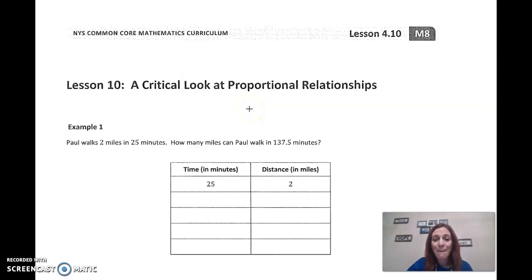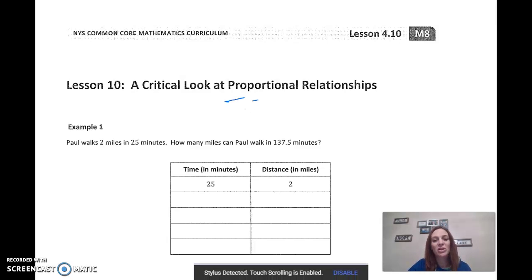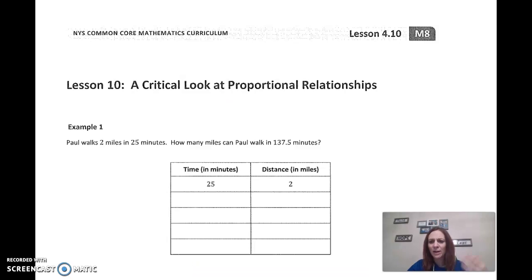As we are still in Module 4 and moving on to Topic B, Lesson 10 is a critical look at proportional relationships. What we're going to do is go back to what you worked on in 7th grade, this idea of being proportional. The graph is a straight line going through (0, 0), but the main thing is that there's a constant. So we're going to go back and look at that and figure out what I call the 8th grade way to do these types of problems.